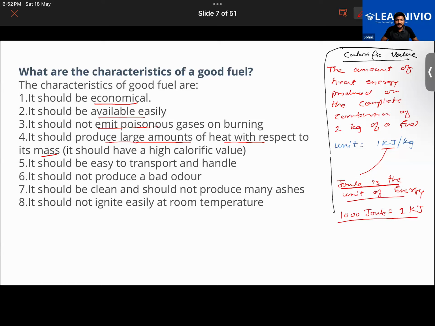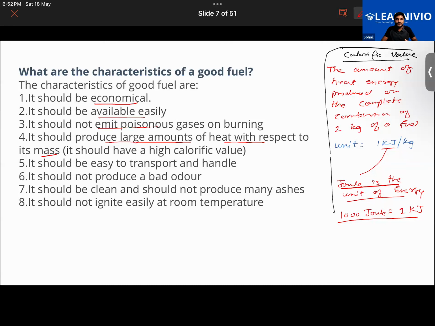The heat that is released is a form of energy, and that energy is measured in a unit called joule. There is also a bigger unit: 1000 joules is called 1 kilojoule. So basically, calorific value is the amount of heat energy that will be produced after complete combustion of a given fuel.